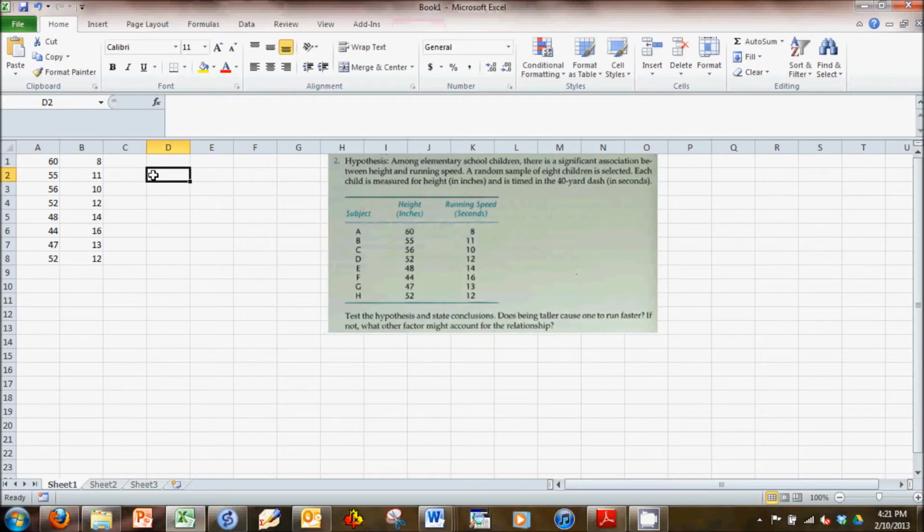So let's go through the process. Number 1 is to identify our parameter, which is the correlation coefficient for running time and height.